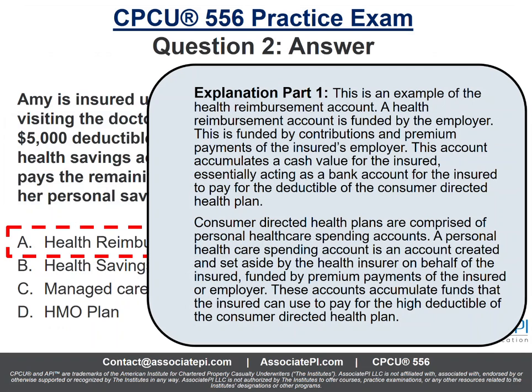So we know it's a health reimbursement account because the health reimbursement account is funded by the employer, funded by premiums and payments from the employer. It accumulates value for the insured to pay the deductible. And then once that runs out, Amy would pay the rest out of pocket.